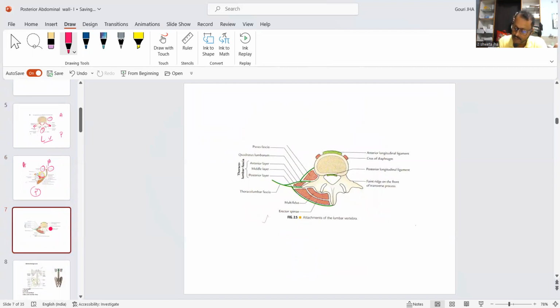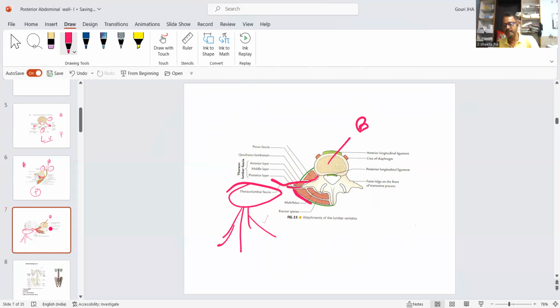In this diagram, you could see again that this is the body of the lumbar vertebra. This is the pedicle and the lamina. And what is most important is the thoracolumbar fascia. This thoracolumbar fascia has three components: the anterior component, the posterior component, and the intermediate component. So this is the posterior layer of the thoracolumbar fascia, this one is the intermediate layer, and this one is the anterior layer of the thoracolumbar fascia. And in this way, the thoracolumbar fascia is completed.